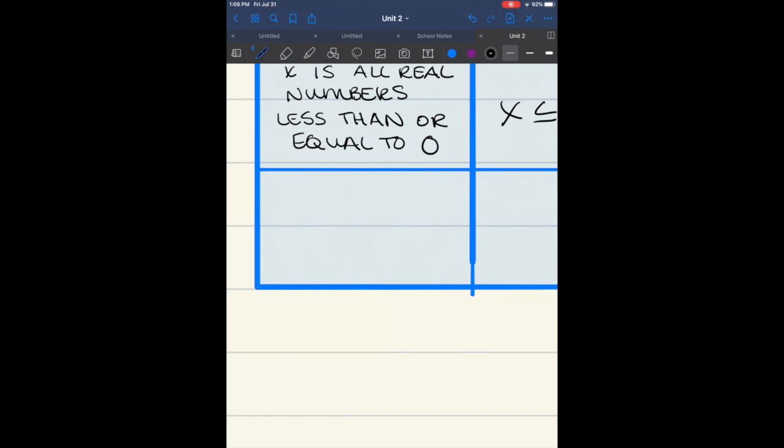The next one says that x is all real numbers greater than or equal to 1. So this time Pac-Man is eating x, and it's going to have a line underneath it because it says that it can be equal to. So it's either going to be greater than 1 or it's equal to 1. It can't be both, but x is one or the other.